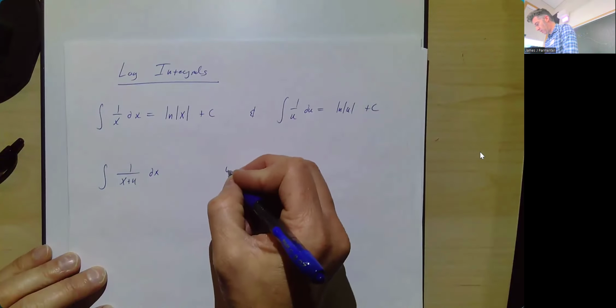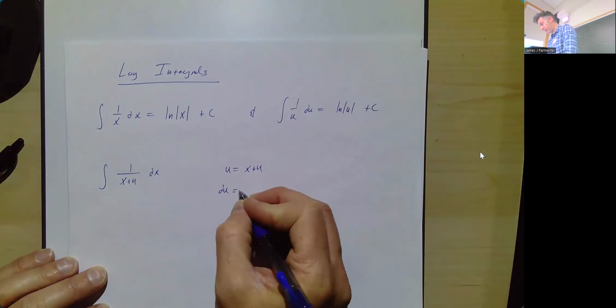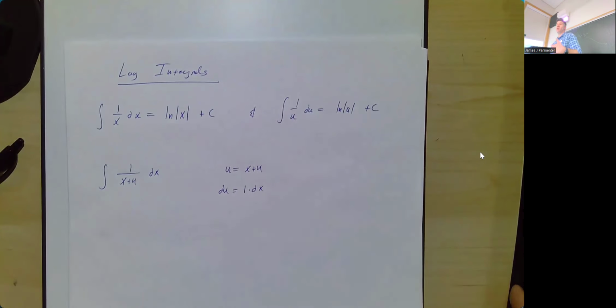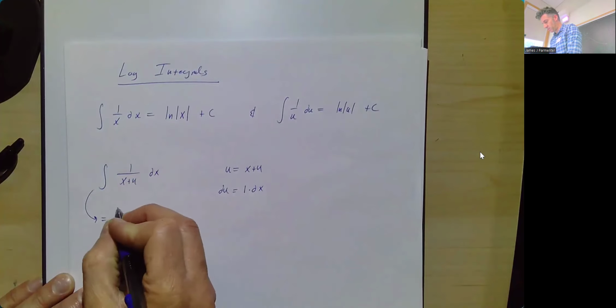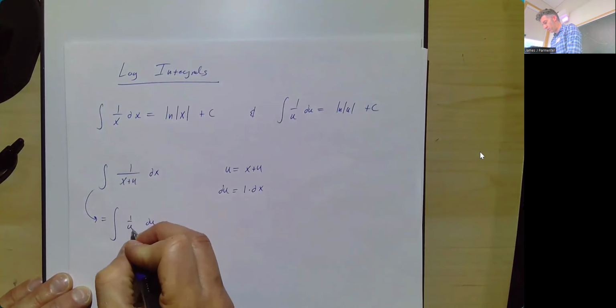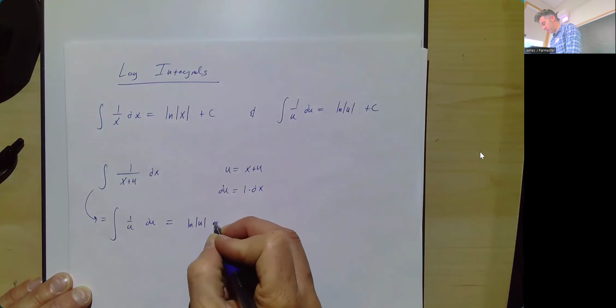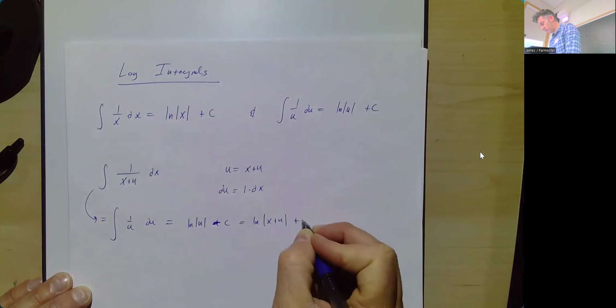So I would let u equal x plus 4. The derivative of x plus 4 is 1 times dx. Whenever you let u equal x plus something or x minus something, your du is just going to be dx. So the transformation is easy. dx becomes du, and 1 over x plus 4 is 1 over u. So we're going to get the natural log of the absolute value of u plus c, which is the natural log of the absolute value of x plus 4, plus c.